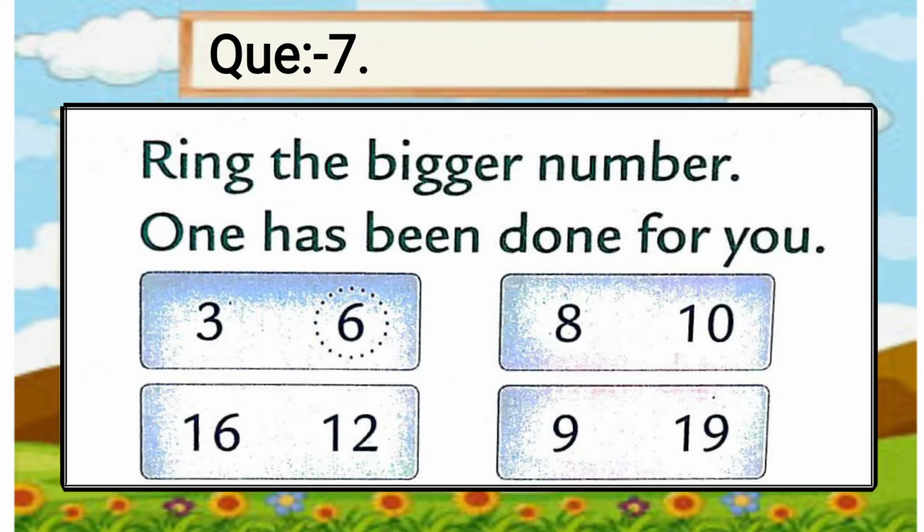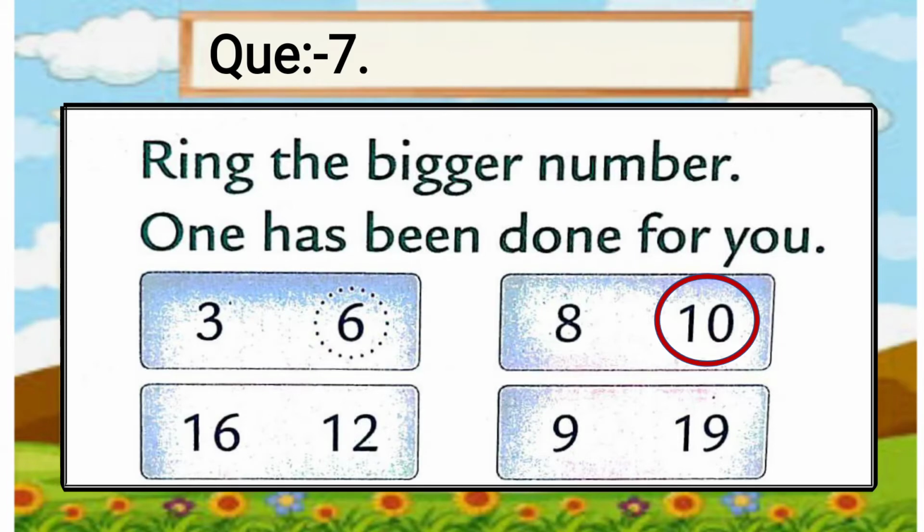So ring the bigger number. First we have numbers 3 and 6. So we can say that 6 is the bigger number. Then after we have numbers 8 and 10. Now see, number 10 is the bigger number. So we have to make a circle around it.